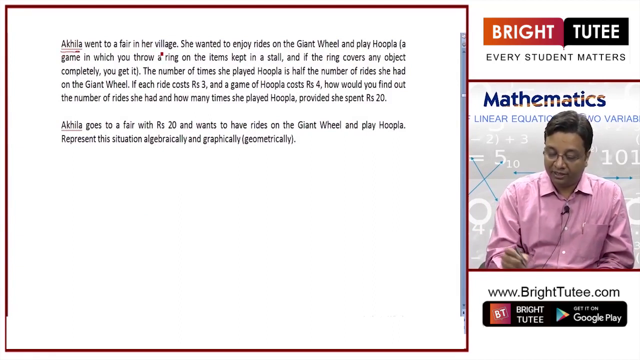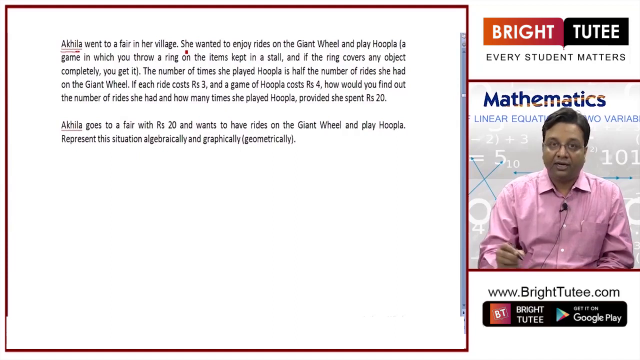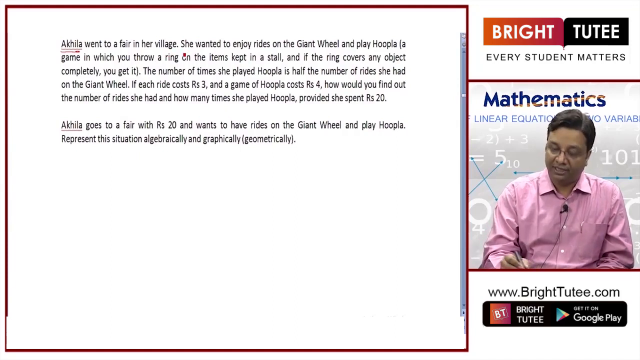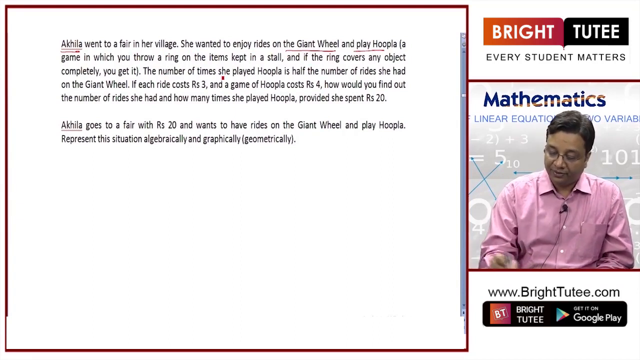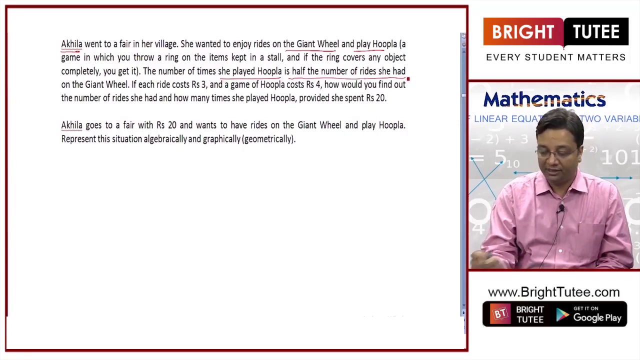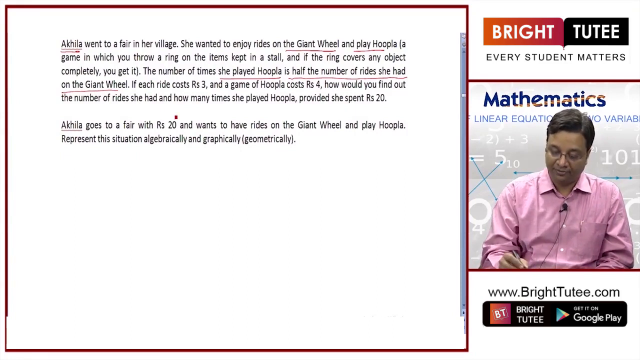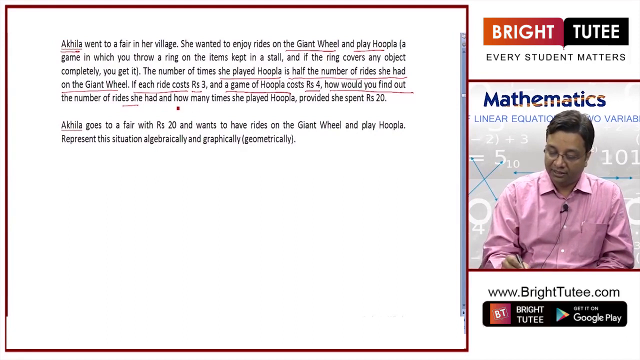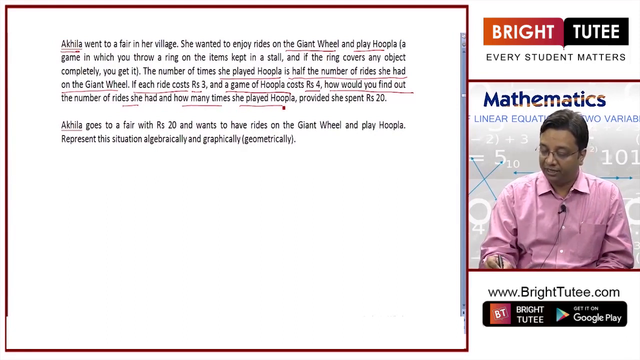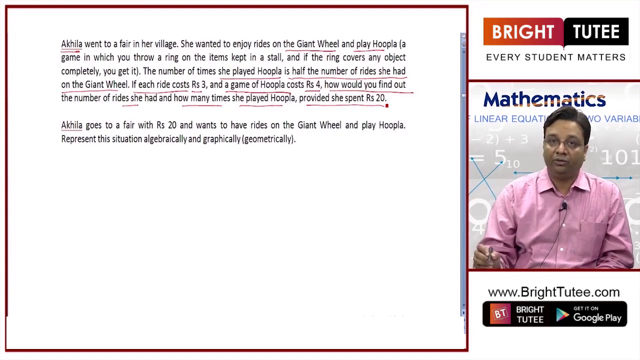Akhila went to a fair in her village. She wanted to enjoy rides on a giant wheel and play hoopla. The number of times she played hoopla is half the number of rides she had on the giant wheel. If each ride costs rupees 3 and a game of hoopla costs rupees 4, how would you find out the number of rides she had and how many times she played hoopla, provided she spent rupees 20?